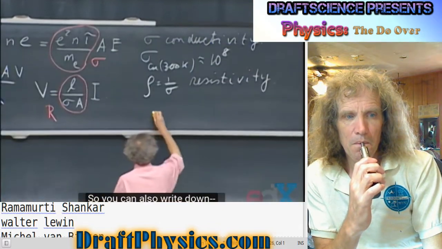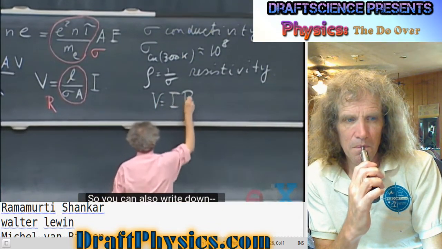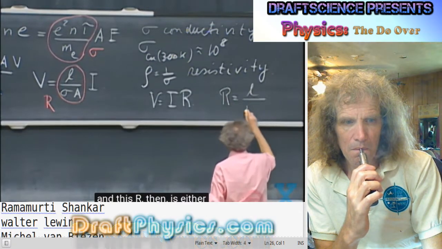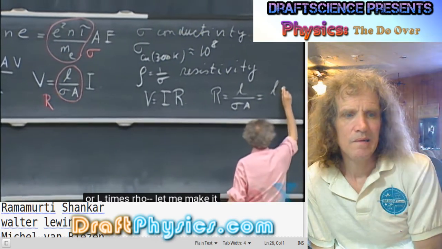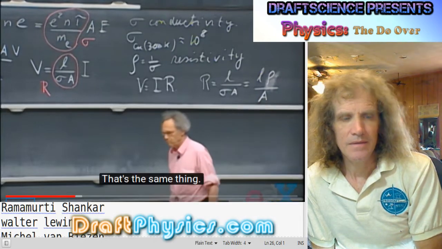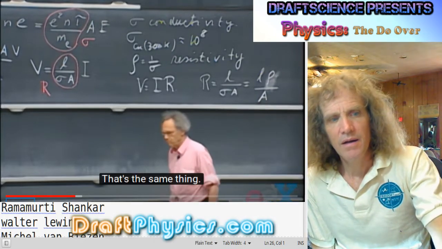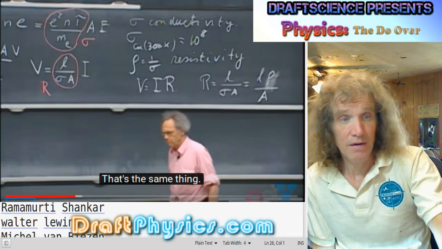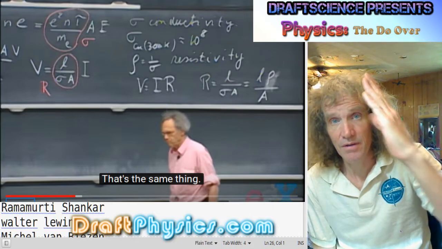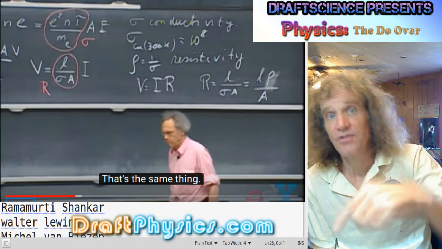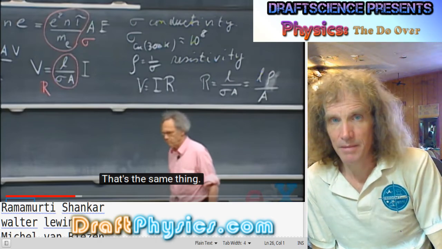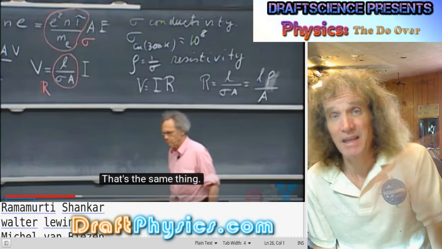So you can also write down V equals IR, and this R is either L divided by sigma A or L times rho divided by A. That's the same thing. So Ohm's law is V equals IR, and you convert the R into the factors that make the R, which are the area, the volume of the conductor, and the standard of impediment. How much natural impediment does that substance have? So it's basically a constant.